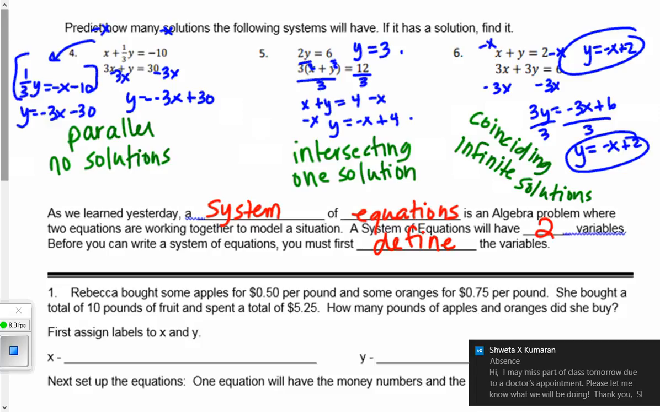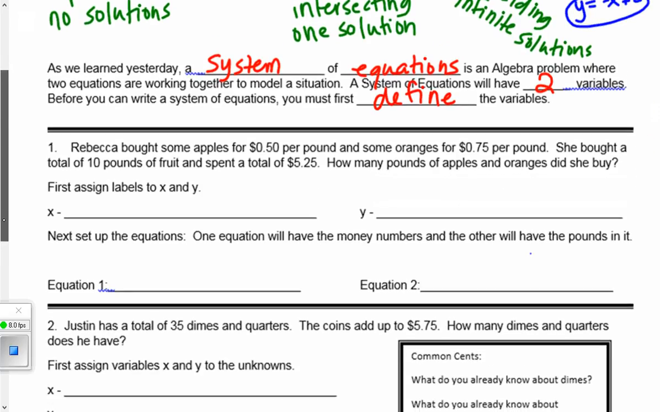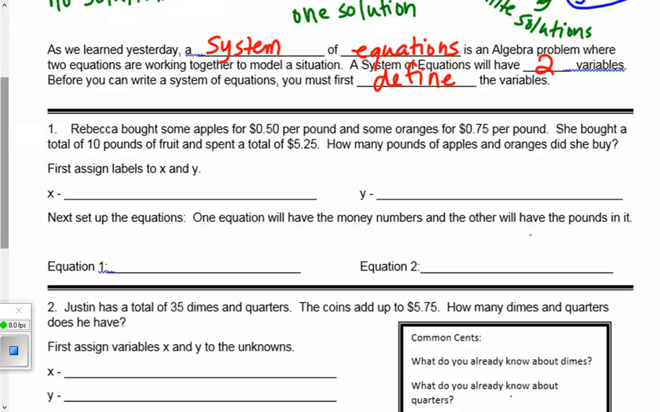Okay. So looking at number 1 here, we have this story about Rebecca. It says first we need to define our variables. Let's read the story. Rebecca bought some apples for 50 cents per pound and some oranges for 75 cents per pound. She bought a total of 10 pounds of fruit and spent a total of $5.25. How many pounds of apples and oranges did she buy? It says first assign labels to x and y. The easiest way to do this is to look at the question. It says how many pounds did she buy?